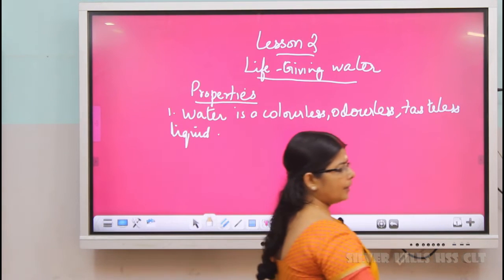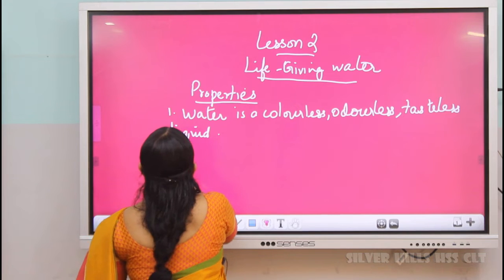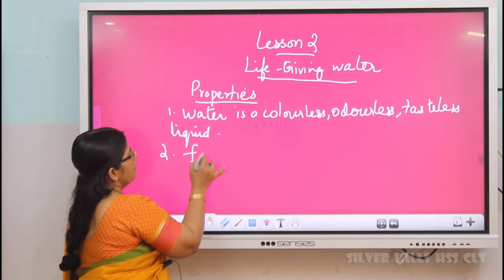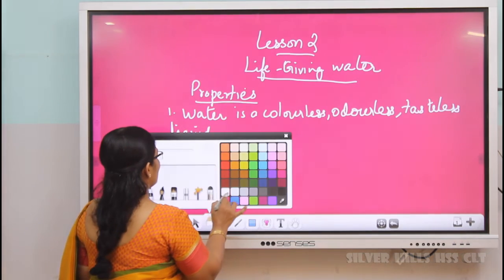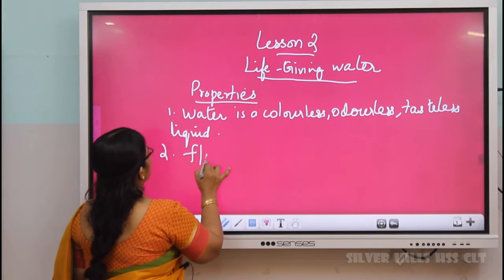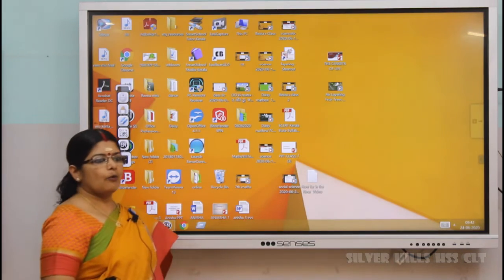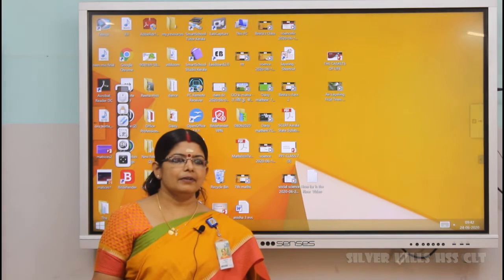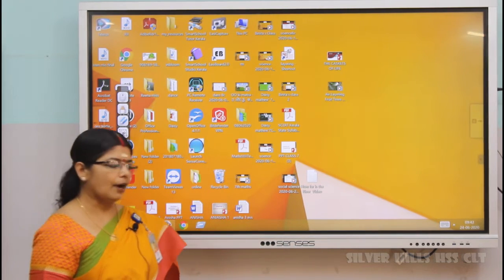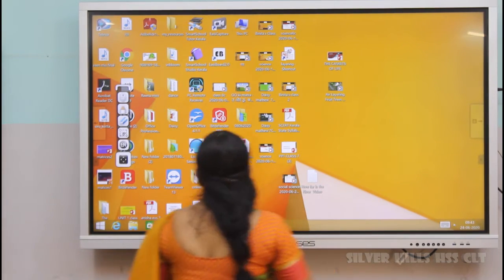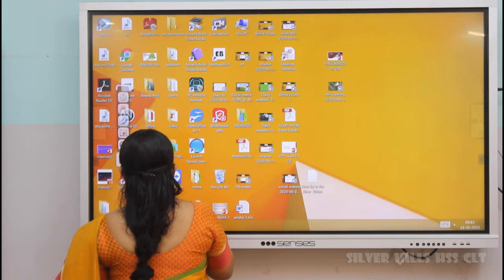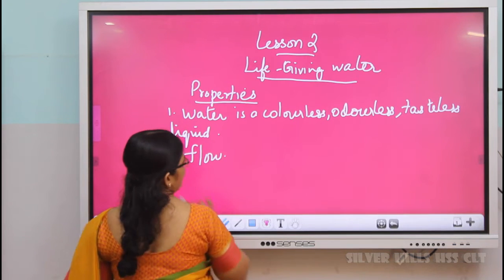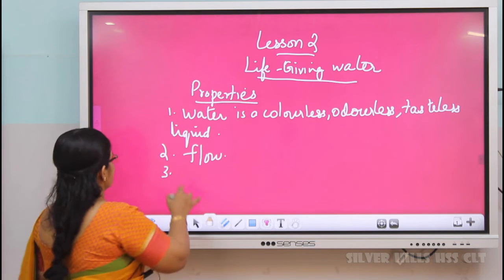Second one, water can flow from one place to another. If we pour water somewhere else, what will happen? It will flow from one place to another. Then water has no taste at all.